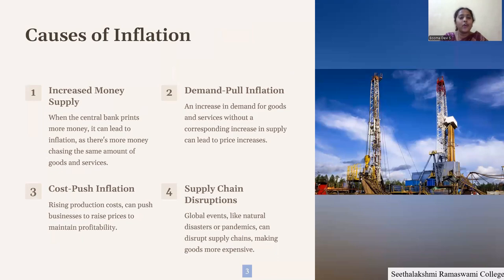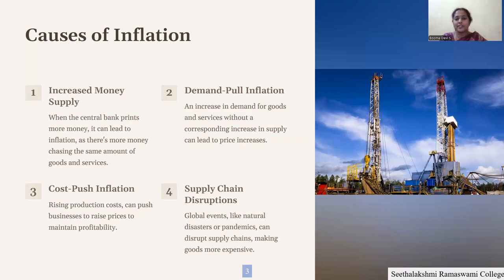Next, we are going to see the causes of inflation. There are several factors that can contribute to inflation. Some common causes include increased money supply. When the central bank prints more money, it can lead to inflation as there's more money chasing the same amount of goods and services. Next, demand pull inflation. As mentioned earlier, an increase in demand for goods and services without a corresponding increase in supply can lead to price increases.